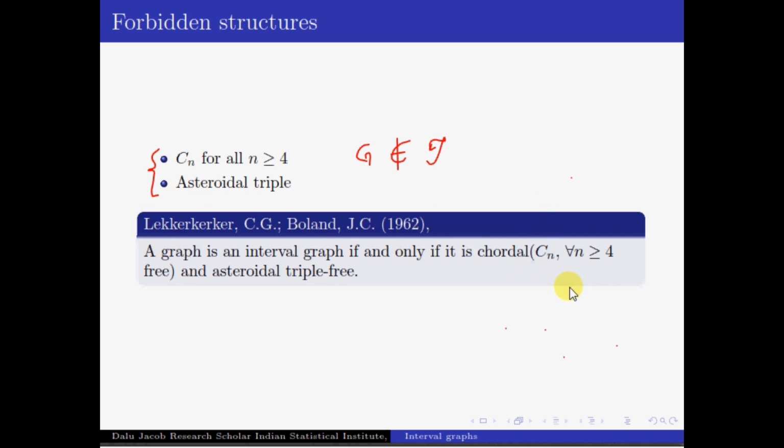Following Lekkerkerker and Boland's theorem, there were many other characterizations of interval graphs which exploit some other properties of it. Here we have used forbidden structures to characterize interval graphs. There are some other ways also, for example, reducing it to a matrix problem. If you are interested, you can look at the references to see more about it.